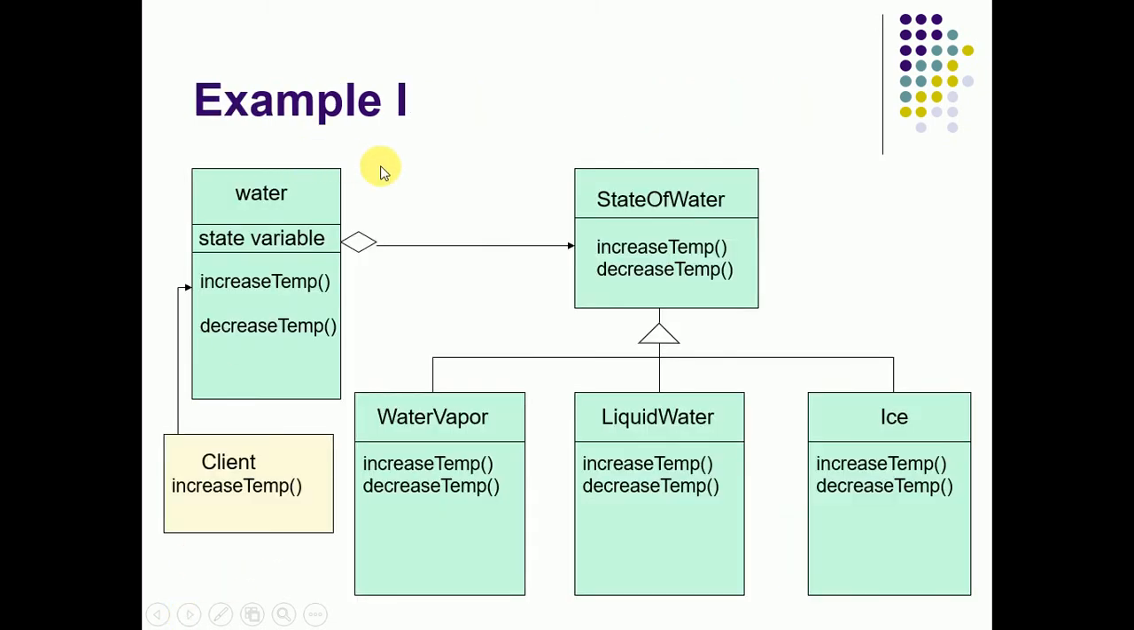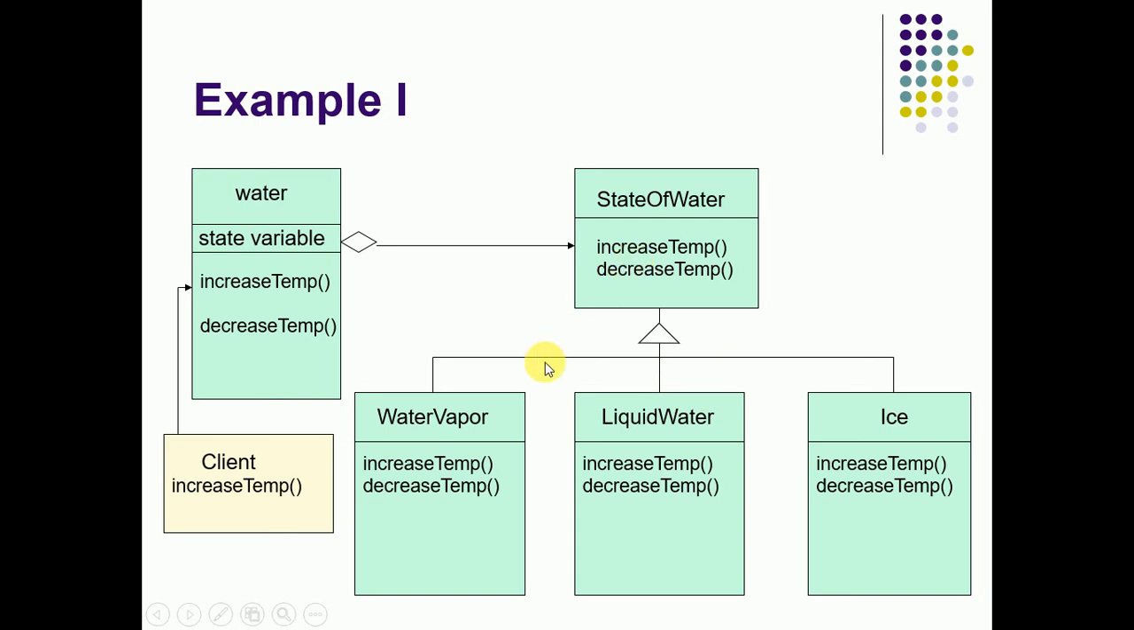So here is an example, a UML diagram of our state pattern. Here, water is the context that we are going to explain. It is associated with the abstract class where we decide our states. We have three concrete classes that inherit from or are encapsulated under the state of water. So we have a water vapor state, a liquid water state and an ice state.